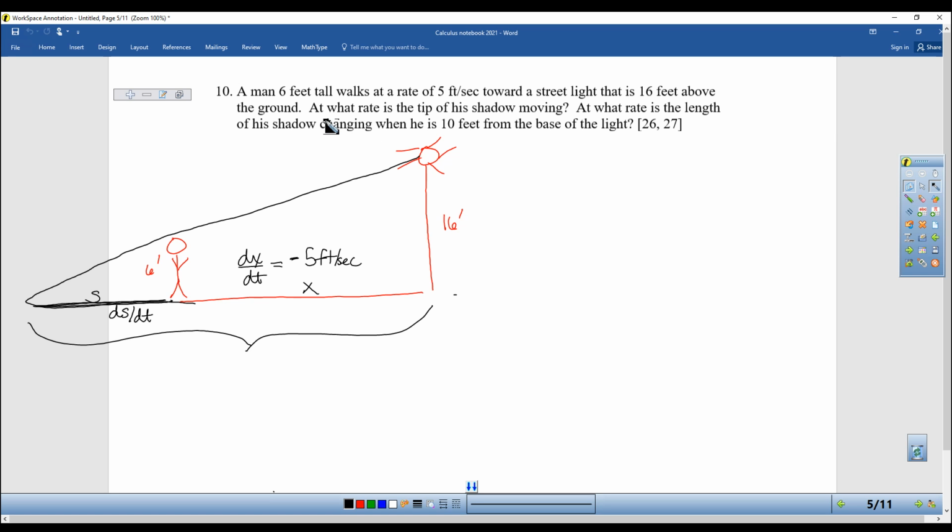When he is 10 feet, I skipped this part. At what rate is the tip of his shadow moving? So the first time I read this, I'm going to be honest, I thought this was very confusing. What they're really trying to say, though, is what is the speed of this, which is the combination of the s plus the x together. But again, I got this from a book, and you really have to do the second part first. So we're going to call this part A and this part B.